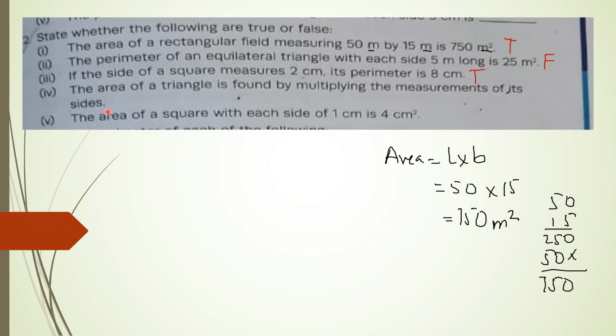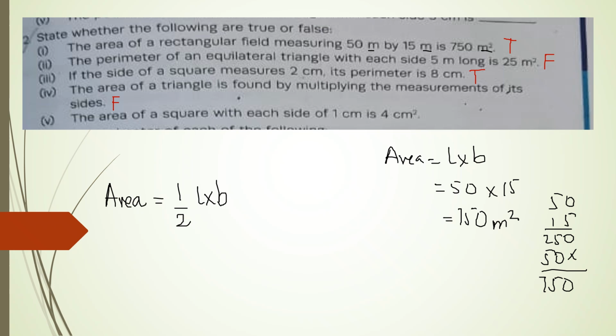Coming to the next one: the area of a triangle is found by multiplying the measurement of its side. Basically, in our class we have not discussed it, but the area of a triangle is half L multiplied by B, right? In this case, the statement says the area of a triangle is found by multiplying the measurement of its side. Yes, but it's also divided by 2. He has not mentioned that it's divided by 2, so we will consider this as false, right?